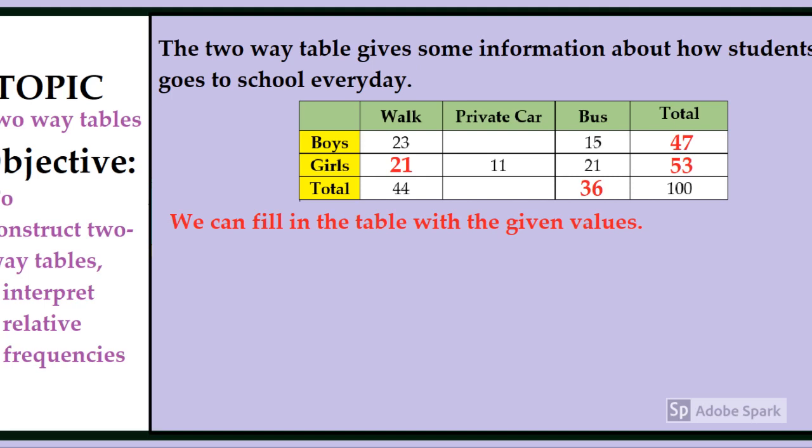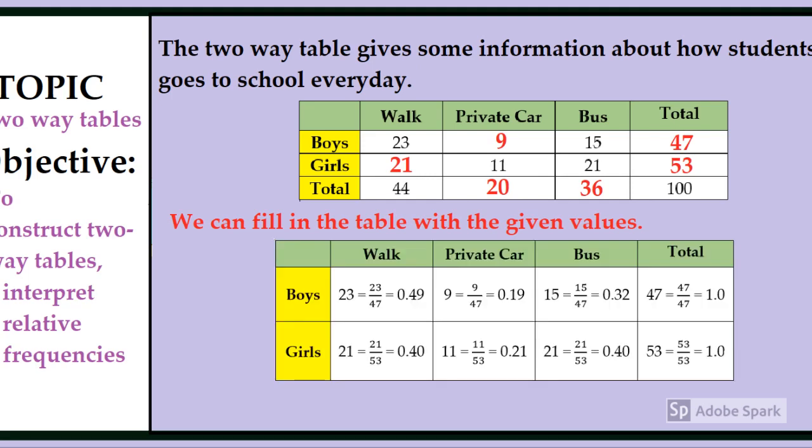Since the total number of students is 100 and the girls are 53, therefore, the total number of the boys is 47. So, the number of boys who are taking the private car will be 9, and the total number of students who are taking the private car is 20. Therefore, we can come up with a total of 100 all in all.